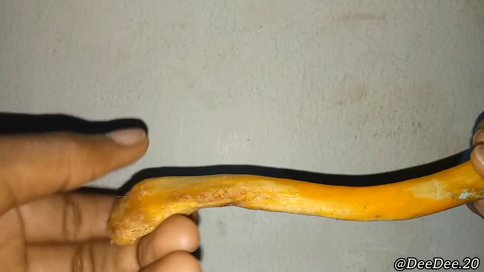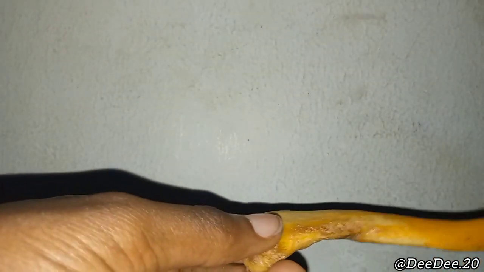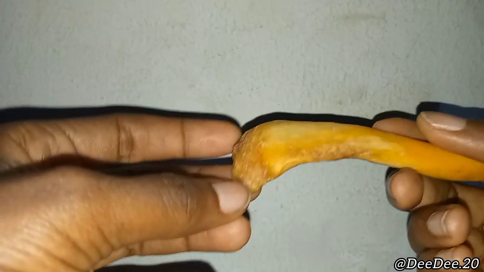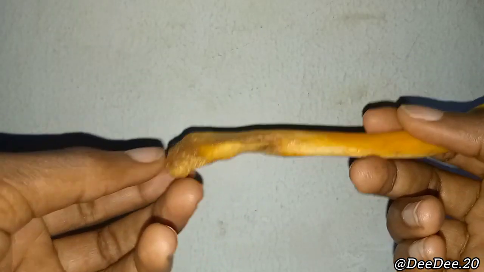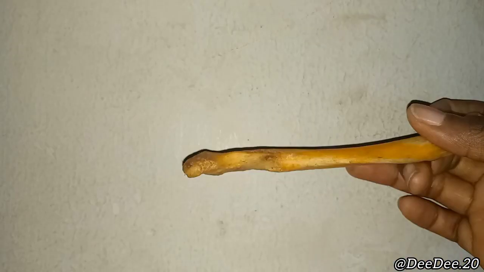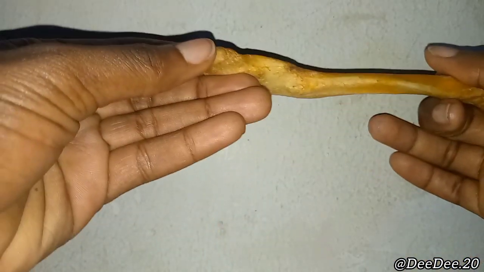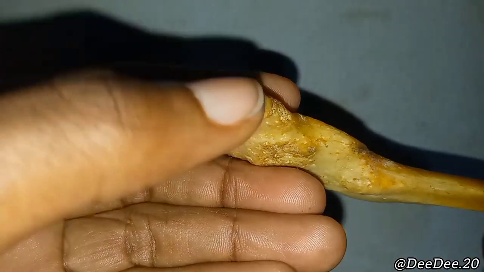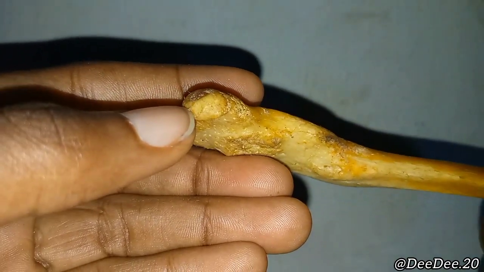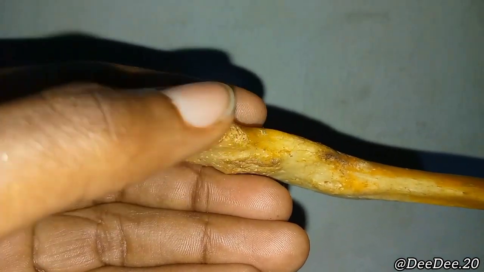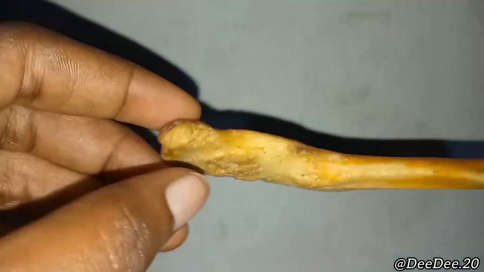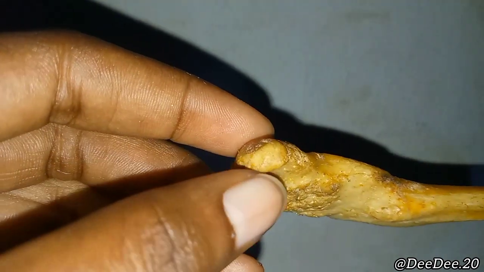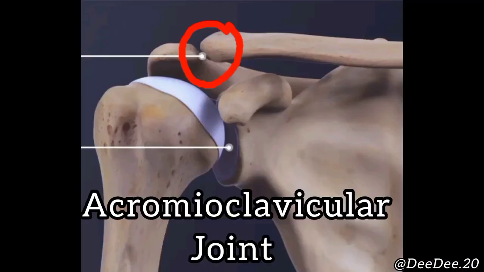Now let's talk about the lateral end. The lateral end is also known as the acromial end because it articulates with the acromial process of the scapula. The lateral acromial end has a facet, and this facet articulates with the acromial process of the scapula to form the acromioclavicular joint.